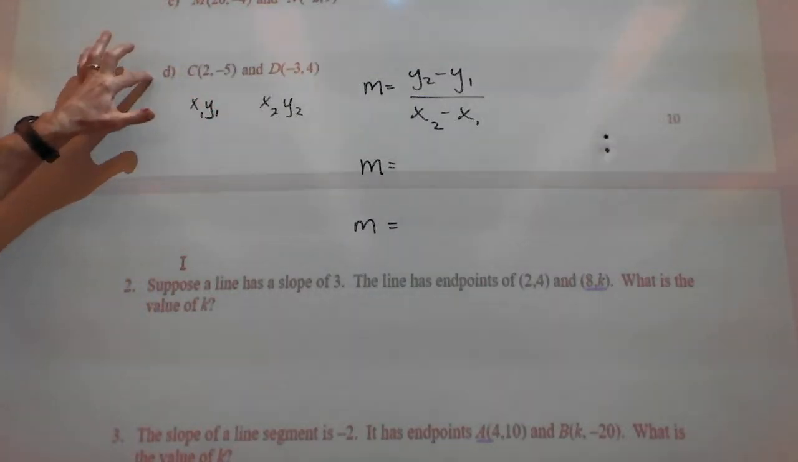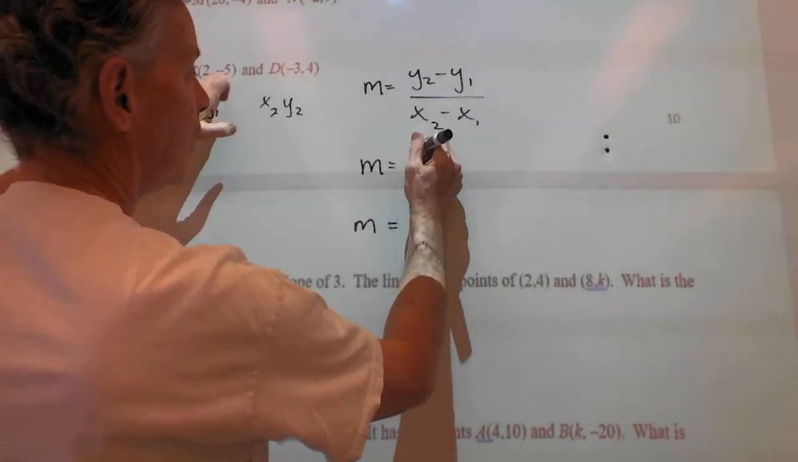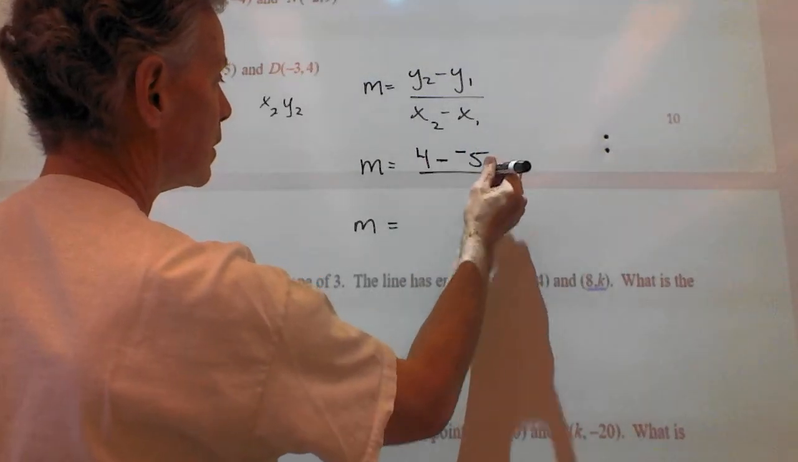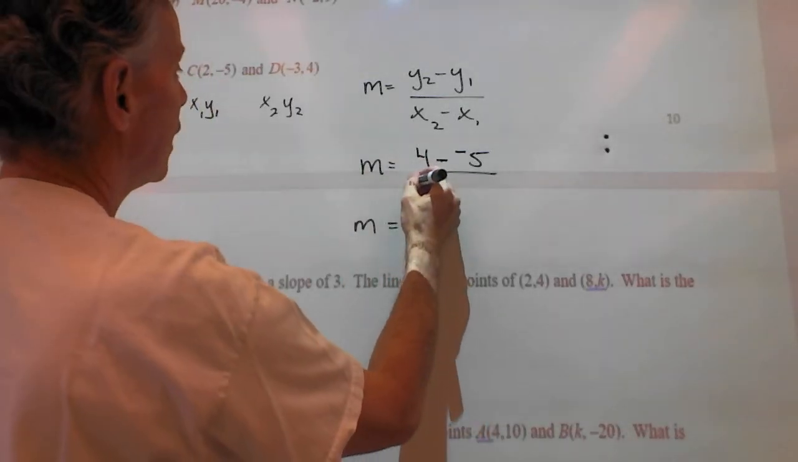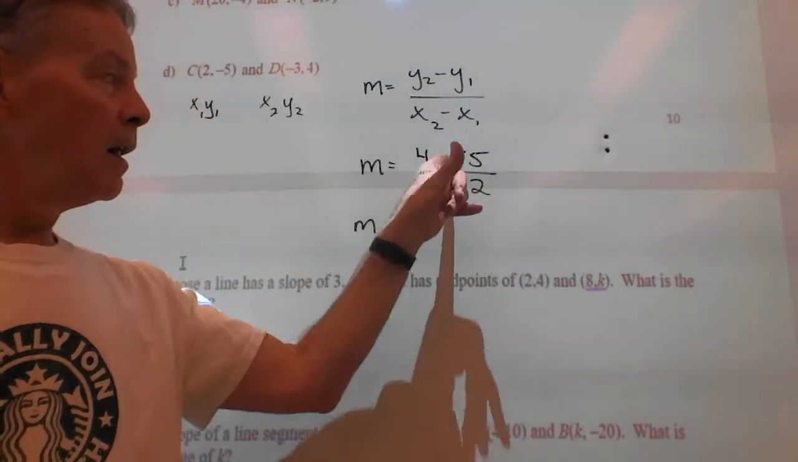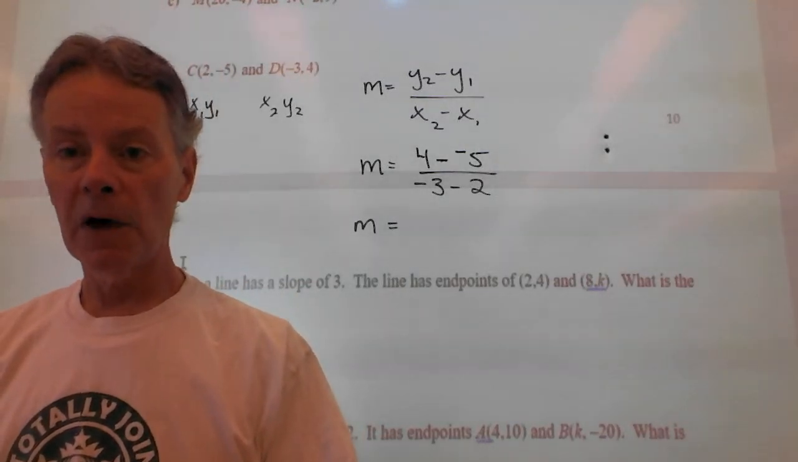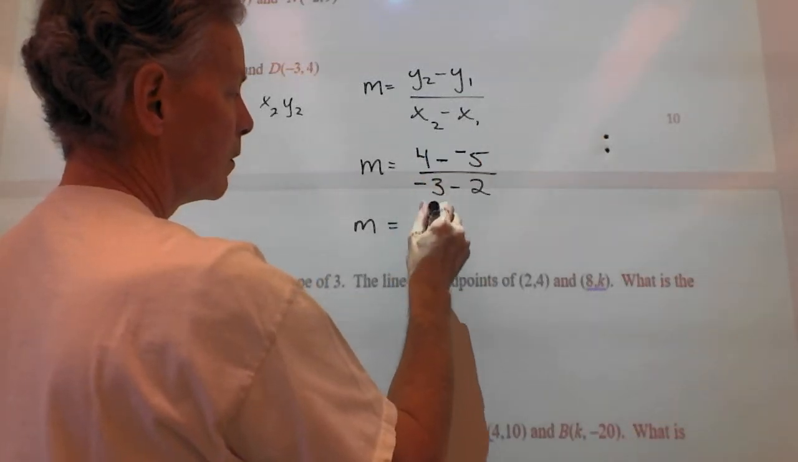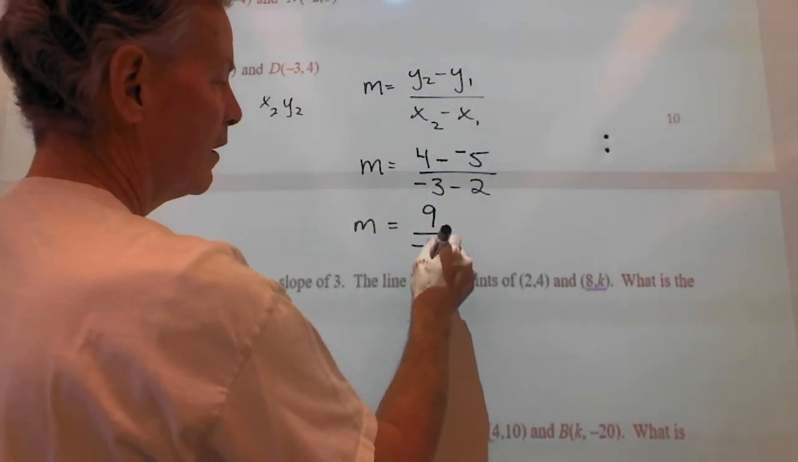Now for D, our y2 is 4 and our y1 is negative 5. So that gives us 4 minus negative 5. Our x2 is negative 3 and our x1 is 2. So that gives us negative 3 minus 2. Now remember, when you're subtracting a negative, it's like adding a positive. Okay? So we can think of this as 4 plus 5, or 9. Negative 3 minus 2 would be negative 5.